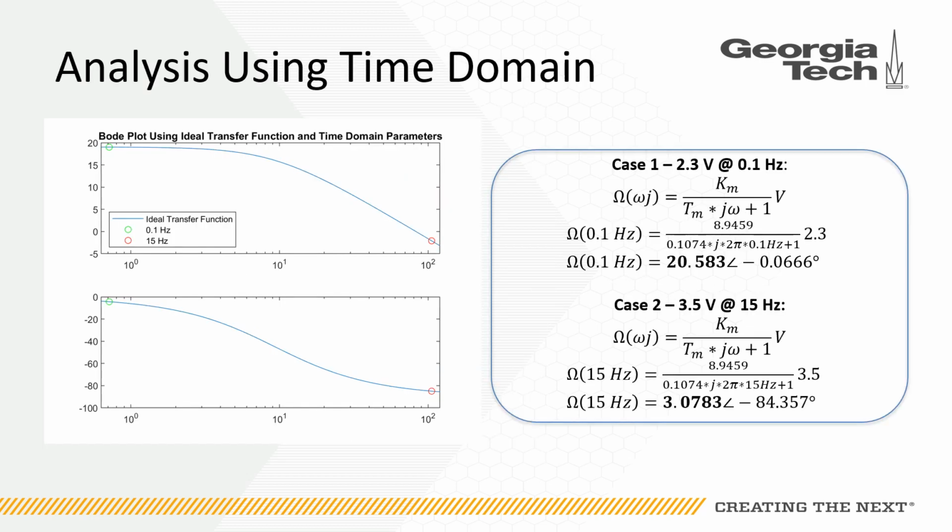This slide shows analysis using the parameters found with time domain techniques. At 0.1 Hz, the system gain is very close to the DC gain and the phase lead is close to 0. On the other hand, the system's gain at 15 Hz is less than 1 and the phase lead is approaching negative 90 degrees. 15 Hz is well beyond the system's estimated corner frequency, so the gain and phase lead makes sense.